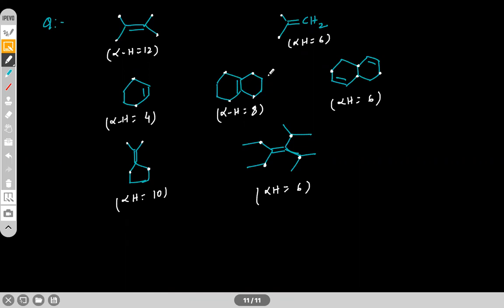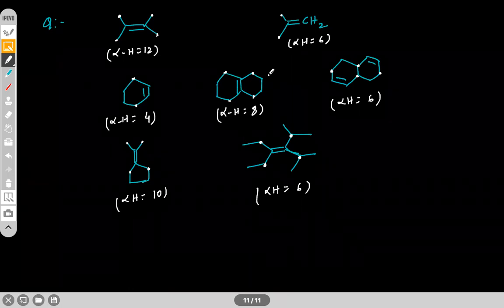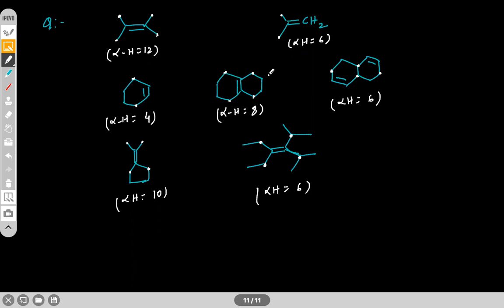Yes, the number of hyperconjugative structures is the number of alpha hydrogens plus 1. We need alpha hydrogen for hyperconjugation, and the adjacent carbon, the alpha carbon, must also be sp3 hybridized. Then it happens. Okay, now one more thing: the stability of alkene is affected by hyperconjugation.